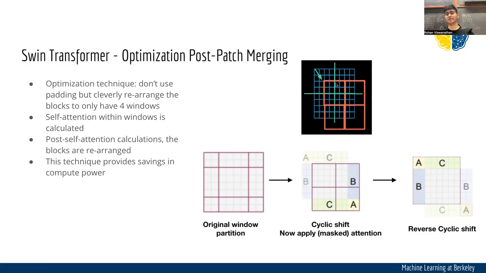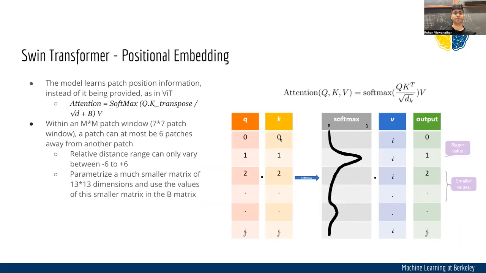So essentially, we're taking this image, we're performing a cyclic shift to move it to this part. We're calculating attention and then moving it back, marking that this has already been calculated, which provides savings in compute power. So instead of having to do an entirely new operation to get whatever values for this, we're shifting, then calculating attention like normal, so keeping our time complexity constant, then moving this back. This is a very smart thing, and this is an optimization that the authors propose.